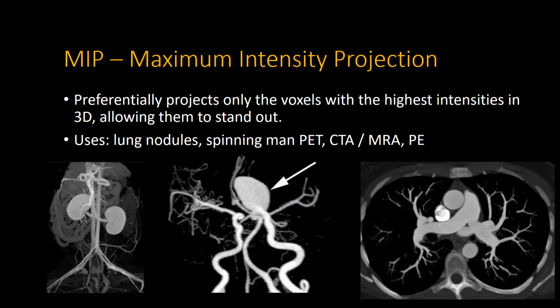MIP, or maximum intensity projection imaging. It preferentially selects out objects within voxels that have the highest intensities, allowing them to kind of pop out. So only the brightest things get displayed. This is useful for finding lung nodules in the dark background of the lungs. It's useful for anything with IV contrast, which is usually CTAs, PE CTs, MR angiographies. MIPs basically take really bright contrast and accentuate it, making it more easily ascertained by the eye, and they eliminate all the background stuff.